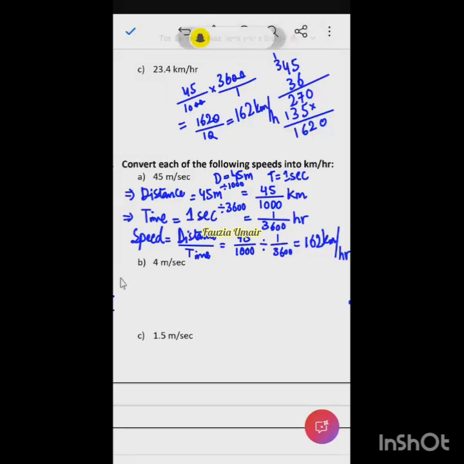So moving on to the next question, same method we will follow, even if we are going into a bigger unit or a smaller unit. Okay. So distance is 4 meter. We know that 4 meter is 4 by 1000 kilometers, right? Now time is 1 second, and we know that 1 second is 1 by 3600 hour, right? So now I will say speed is equal to, because the formula is speed is equal.